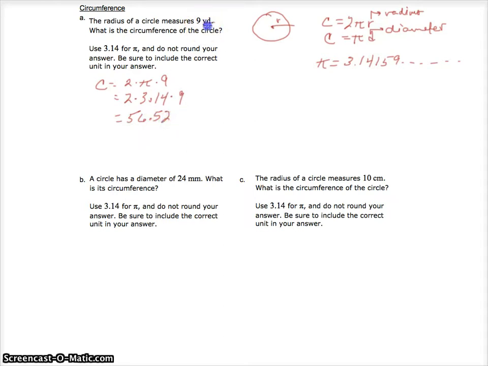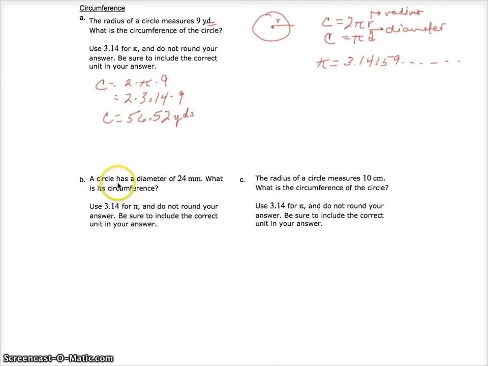It says make sure to mark the correct unit. It's just yards. We're just talking about one dimension. We're talking about the distance around the outside. So a 1D answer. So it's just going to be yards. There's no exponent above it. Let's look at the next example.